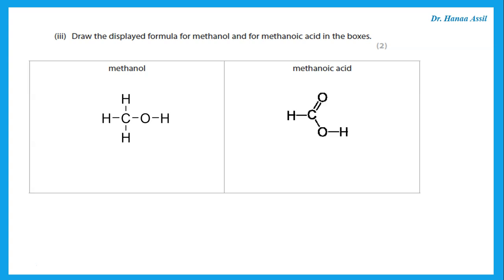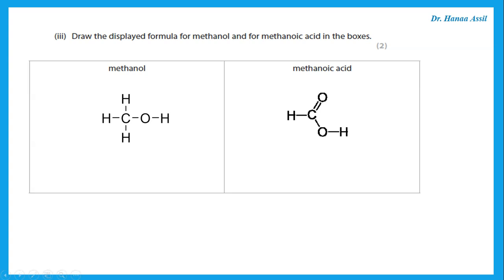Methanoic is an acid, so it must have C double bond O, single bond OH, and one carbon, so just one H. Do not forget that any carbon must have a total of 4 bonds.